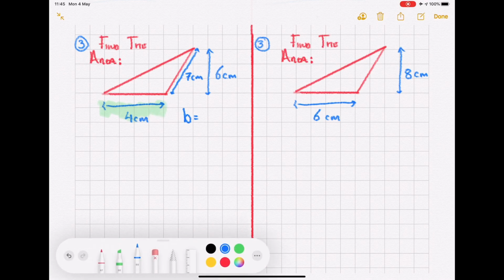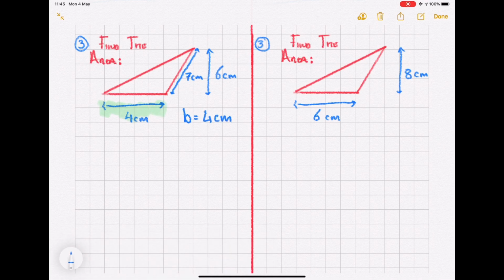So first things first, let's work out the base. Always do the base first. And we say that the base is the horizontal length. So our base is this length here, so 4 centimetres.